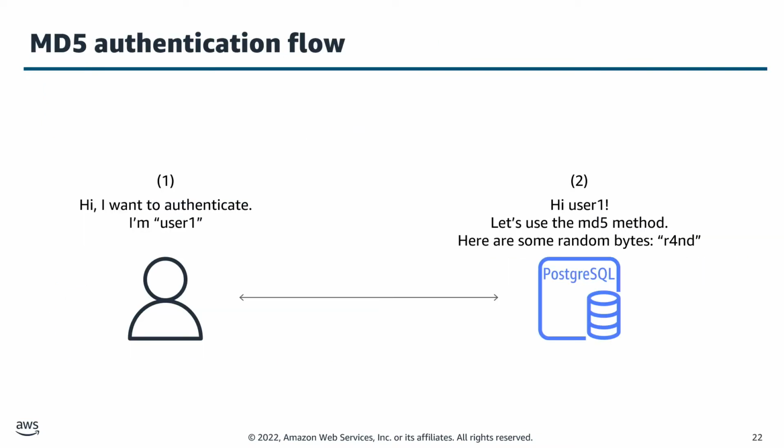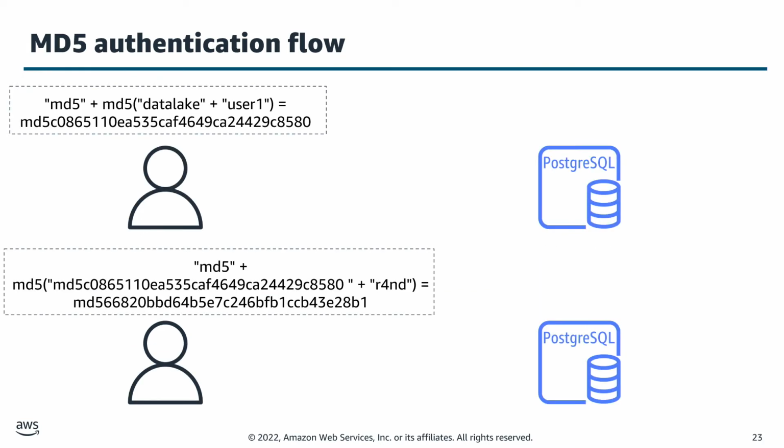The workflow is actually fairly straightforward. If you're a user, you say, hey, I want to log in. Postgres says, cool. So we're going to use the MD5 method. I'm going to send you 4 random bytes. So the user has to do a 2-step process. And by the user, I mean your connection library or your client. You're probably not doing this manually.